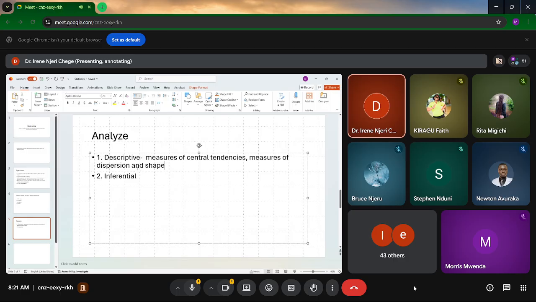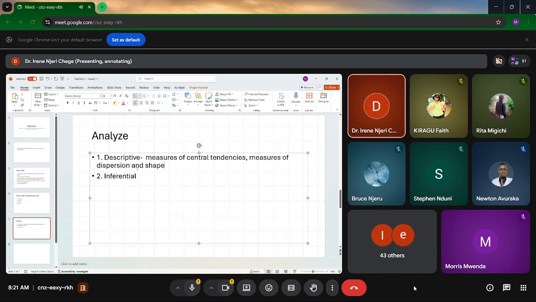So descriptive statistics quantifies the characteristics of data. Like I've shown you, it deals with numbers. It quantifies the characteristics of data. Is it a mean? Which one is a median? Which one is most common? What is the shape? What is the standard deviation?